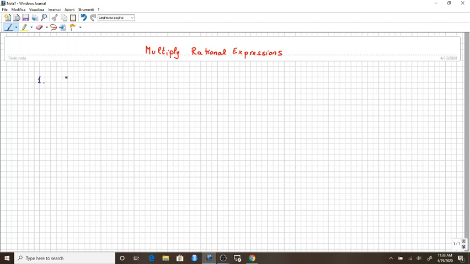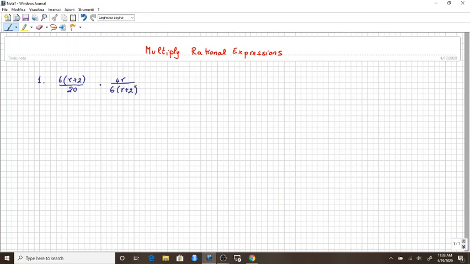Alright, so we want to multiply these two rational expressions. The first one is 6 times (r plus 2) divided by 20. And we want to multiply it by this rational expression, 4r divided by 6 times (r plus 2).